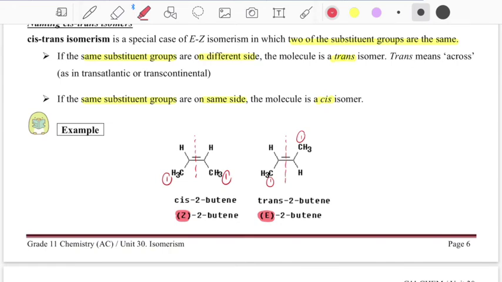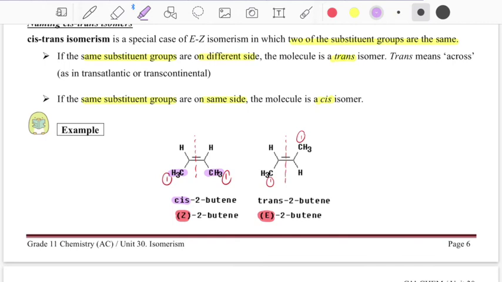Now let's use the rules that we just learned to assign whether it's cis or trans. You can see on both sides of the double bond we have a methyl group. I use purple to highlight the position of the two methyl groups. For the molecule on the left hand side, the two methyl groups are on the same side of the double bond. Hence, it's called a cis isomer, so cis-but-2-ene.